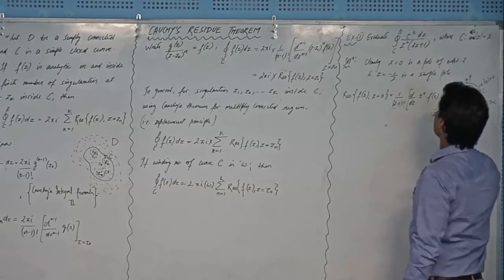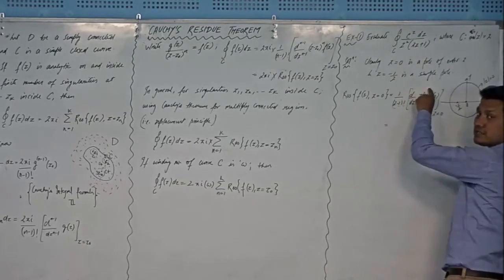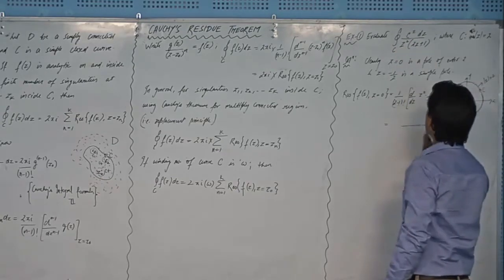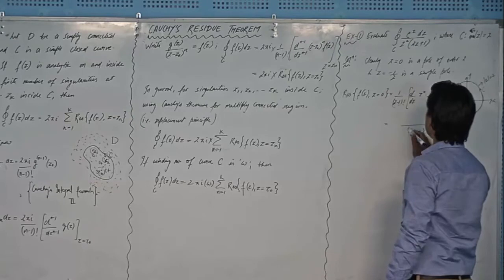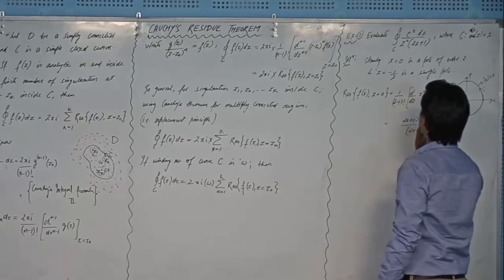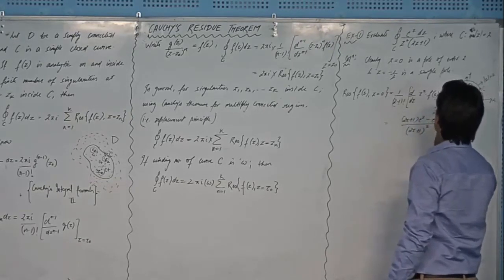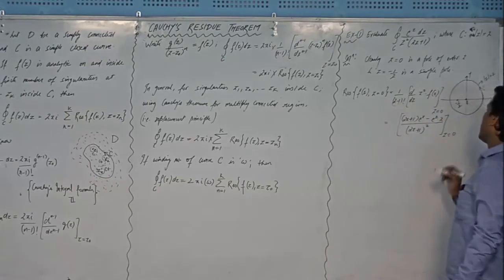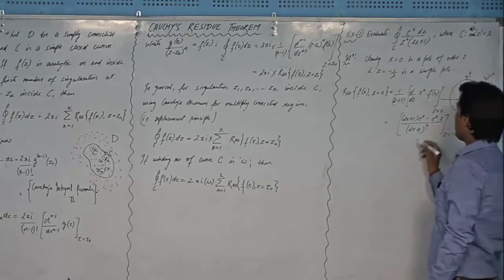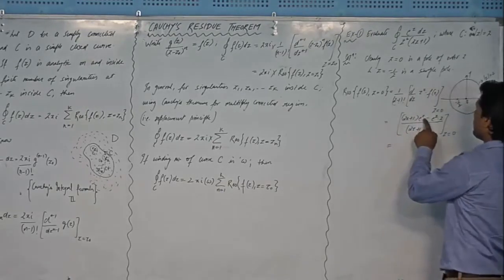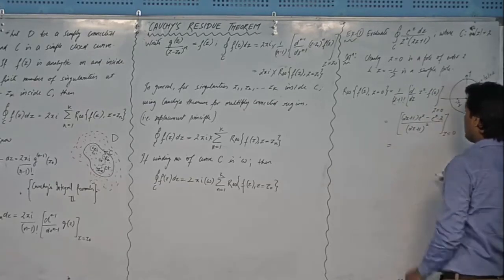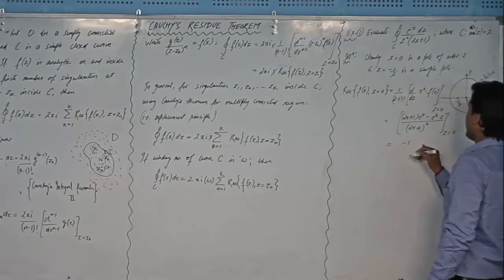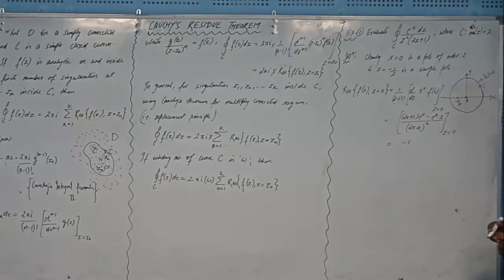Ultimately I have to differentiate this e to the power z upon 2z plus 1. Differentiating this once, I will get (2z plus 1) whole square in the denominator, and in the numerator (2z plus 1) multiplied by e to the power z minus e to the power z multiplied by 2, and then this value is evaluated at 0. Plugging z equal to 0 here, e to the power 0 is 1, so I get 1 minus 2, which is minus 1. So minus 1 is the residue for z equal to 0.